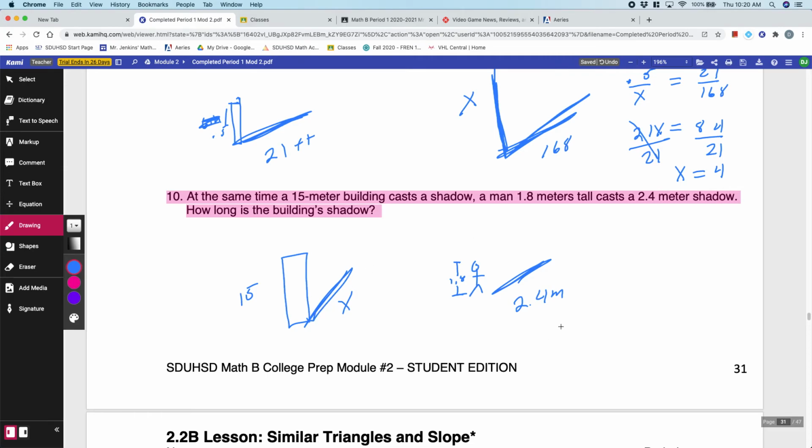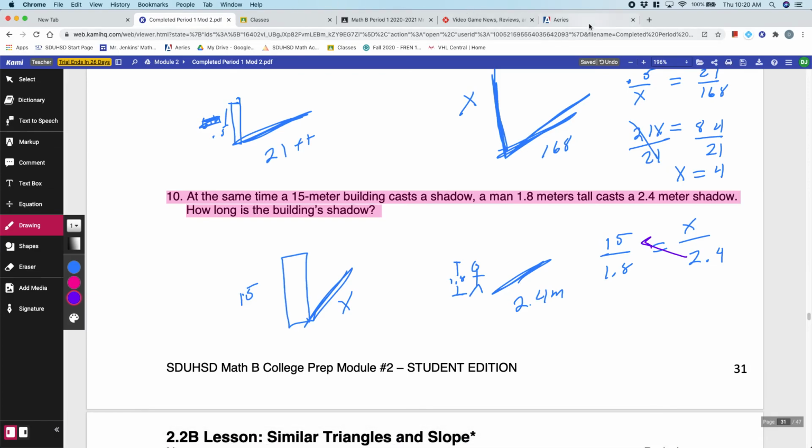Let's go ahead and figure this out. Right here I have 15, so height of the building over height of the man, over length of the shadow of the building versus length of the shadow of the man. Now what we're going to do is just cross multiply these. So 2.4 times 15.